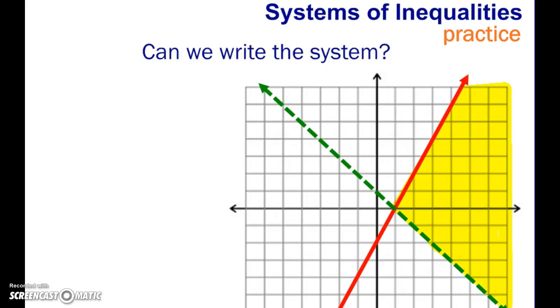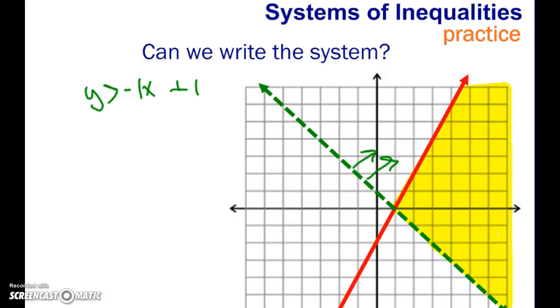Now we want to write graphs for these. We want the equations for the system. Okay, looking at this line right here. The shaded area is above this line, the green line. So we know that that's going to be greater than. Y is greater than. It's not equal to because it's dashed. It goes through 1, and it has a slope of, it looks like 1, but it's negative. So negative 1x plus 1.